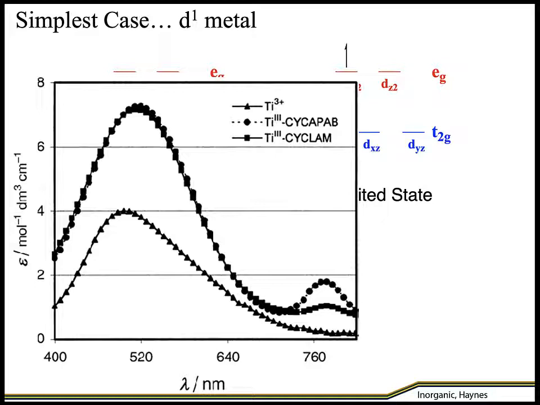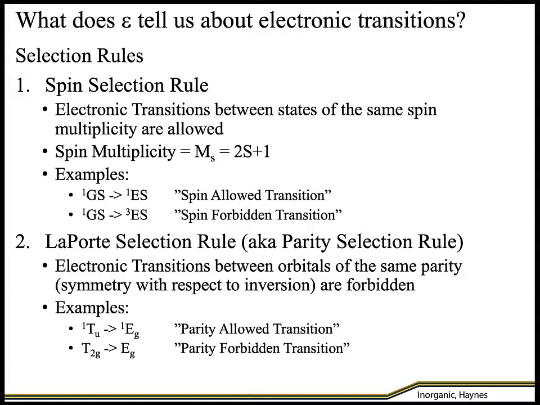From this plot here. And so what is it that epsilon actually tells us about our electronic transitions? Up until now, all we've really focused on was lambda. And yet this value of epsilon is important, and it tells us something about the nature of this electronic transition. So what does it tell us? Well, in order to understand this, we have to understand our two selection rules for electronic transitions, right? And these two selection rules are something we're going to come back to throughout this unit. And so the first is what we call our spin selection rule.